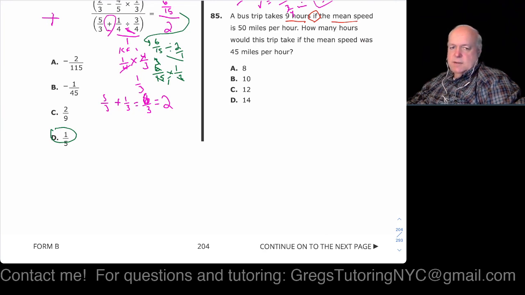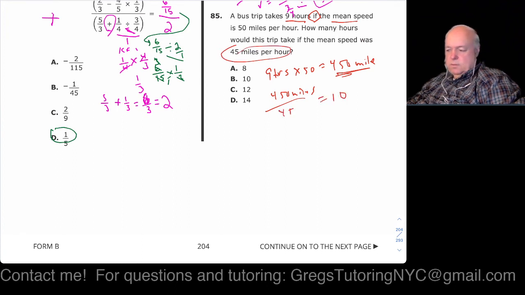So what we have is 9 hours at 50 miles per hour. Okay, so that's going to give us 450 miles. All right, now that we know it's 450 miles, we're going to divide it by the 45 miles per hour. And then we just get 10 out of that. All right, so the answer to that would be 10 there.